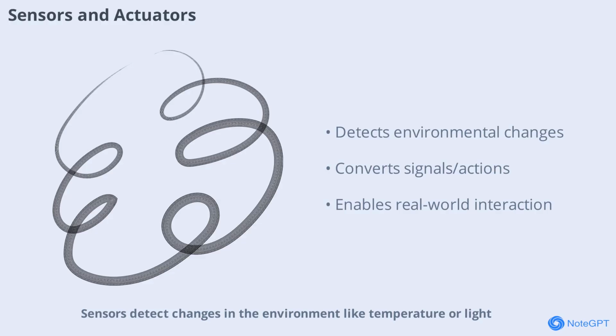Sensors detect changes in the environment, like temperature or light, and convert them into electrical signals. Actuators do the opposite, turning electrical signals into physical actions such as moving a motor. Including sensors and actuators in your circuit designs enables interaction with the real world.